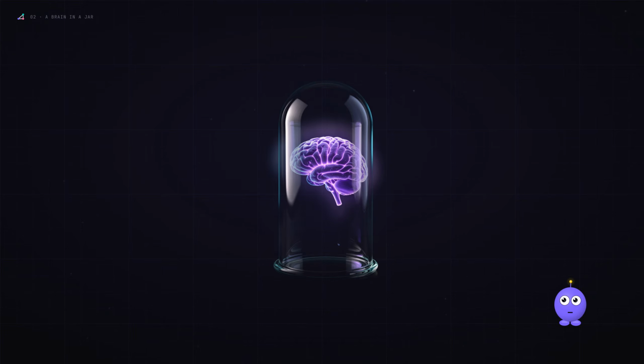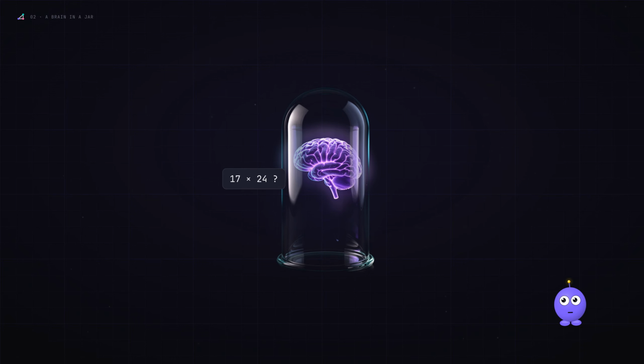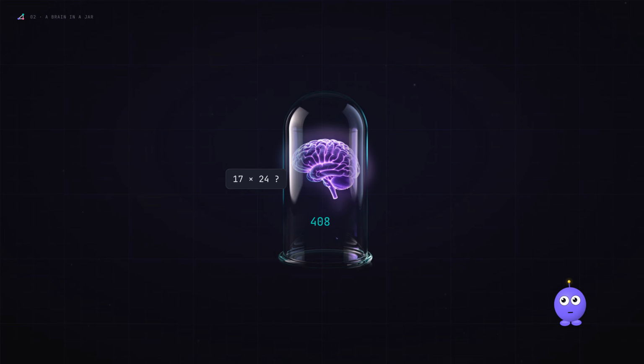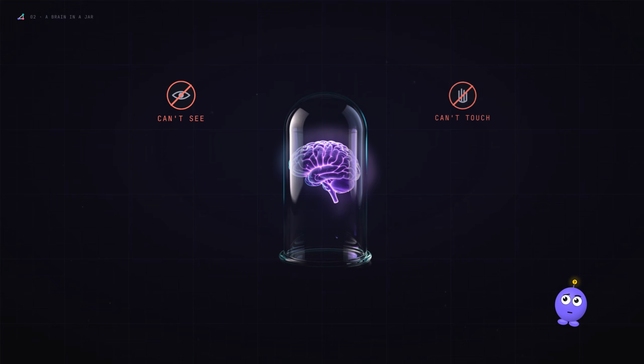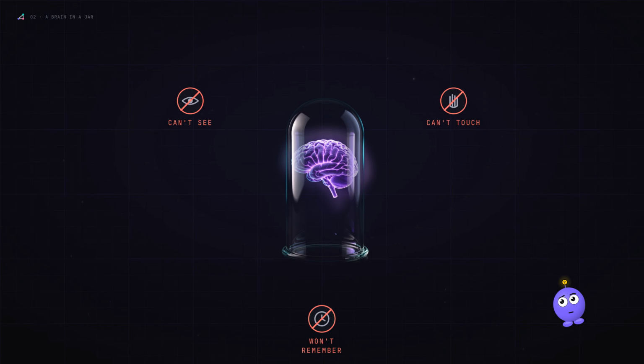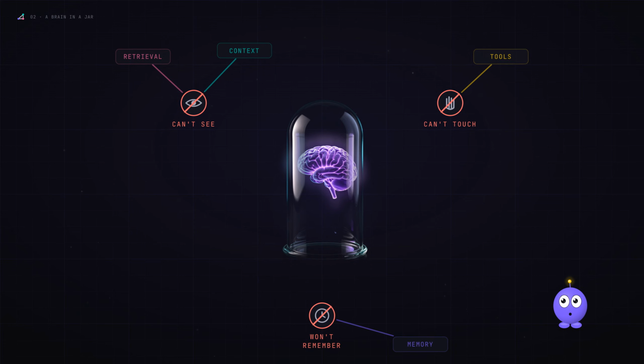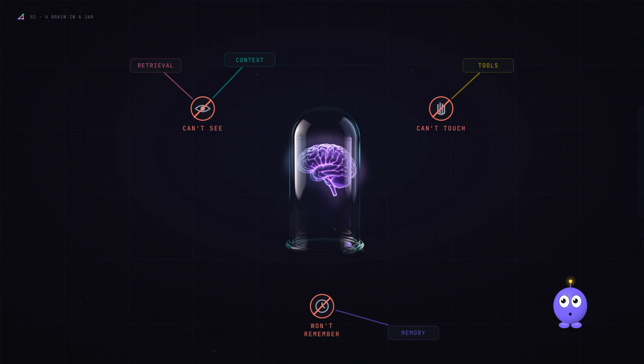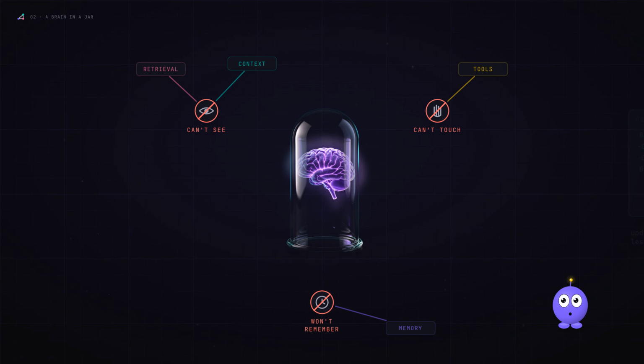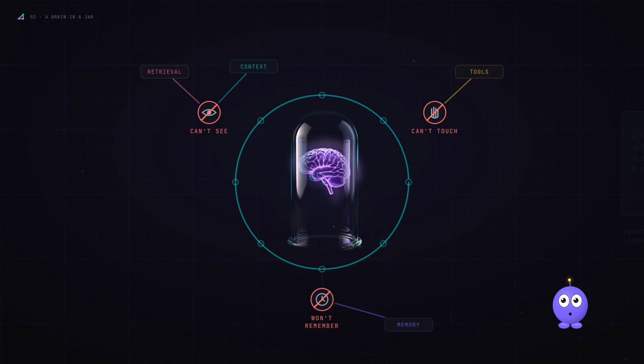So picture a brain in a jar. It can reason about anything you hold up to the glass. But it can't see your files. It can't touch your computer, and it won't remember you were here. Every remaining part of an agent exists to work around one of those 3 gaps. Which means the real question was never how smart the brain is. It's what you build around it.